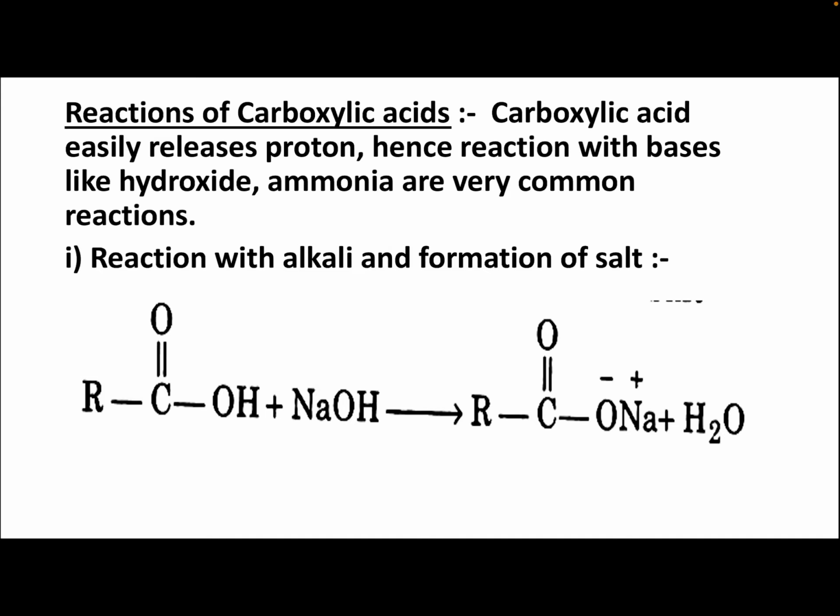Reactions of carboxylic acid. Carboxylic acid easily releases a proton, hence reactions with bases like hydroxide and ammonia are very common. First reaction is with alkali and formation of salt. So carboxylic acid RCOOH reacts with alkali, that is NaOH, to give RCOO⁻Na⁺ plus H2O. RCOO⁻Na⁺ is the sodium salt of the carboxylic acid. So when the carboxylic acid reacts with alkali, salts are formed.